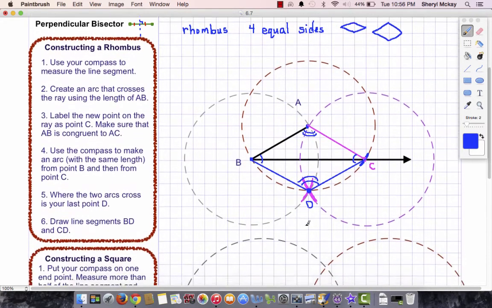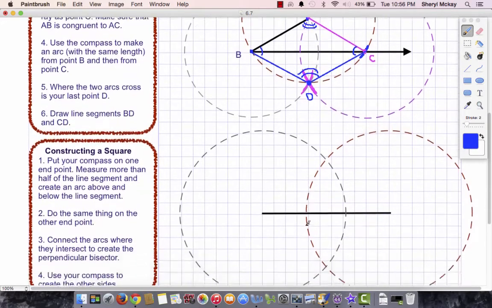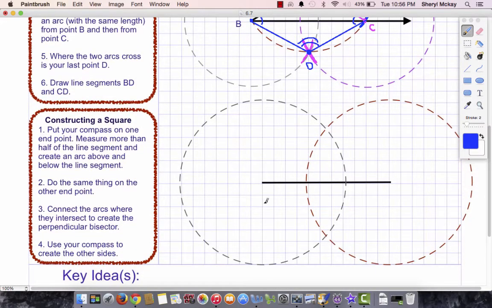Now we're going to work on creating a square. So down here at the bottom, we have this line segment. We'll go ahead and call this A, and we can call this one B as well if we'd like. And now I'd like you to watch me create a square.